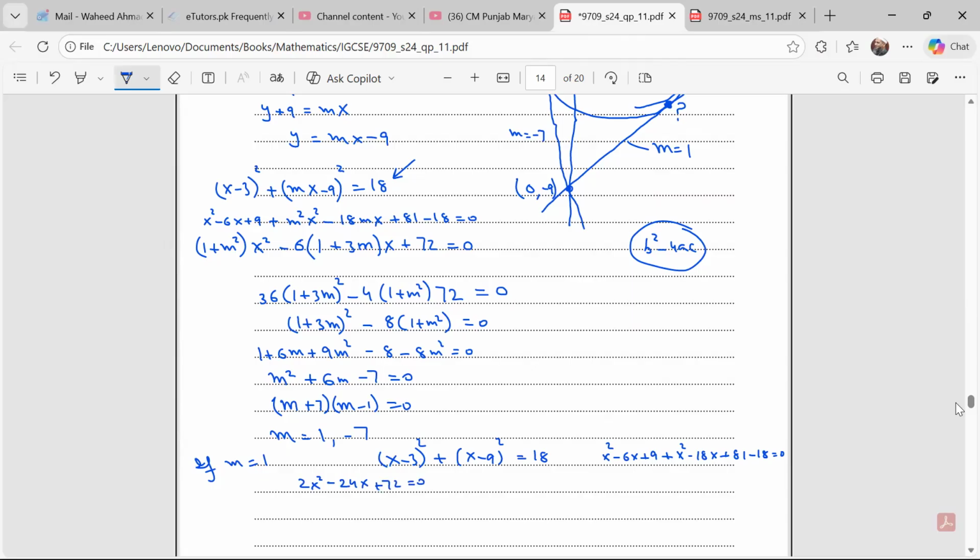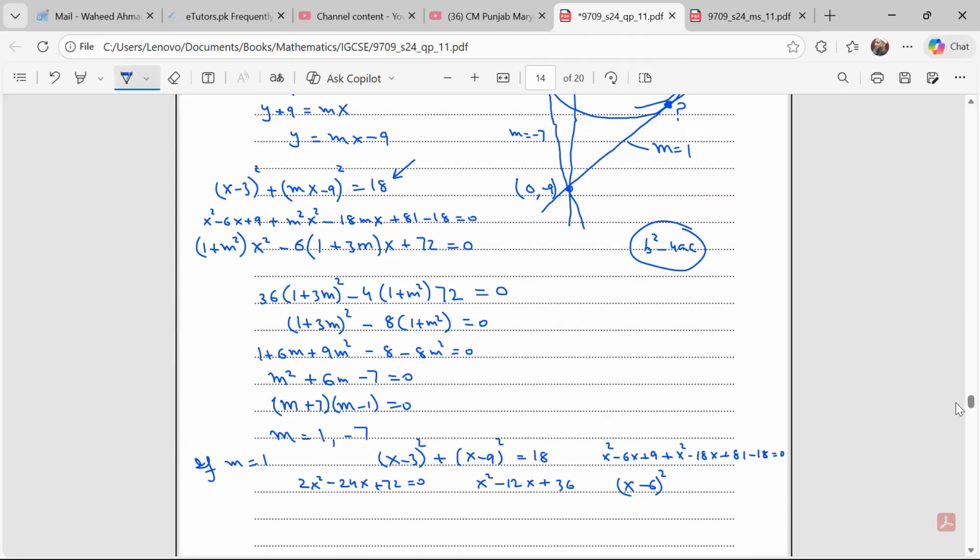If I divide everything by 2, it will become x squared minus 12x plus 36. And you can see this is a complete square. It is (x minus 6) squared.